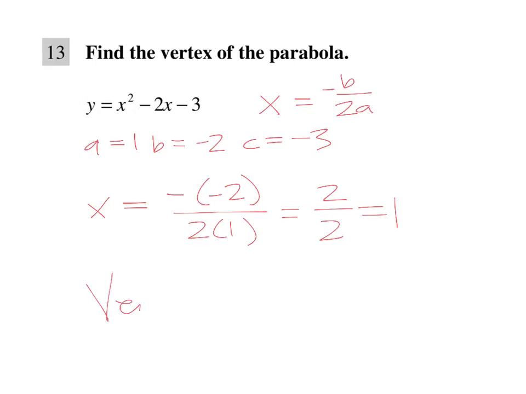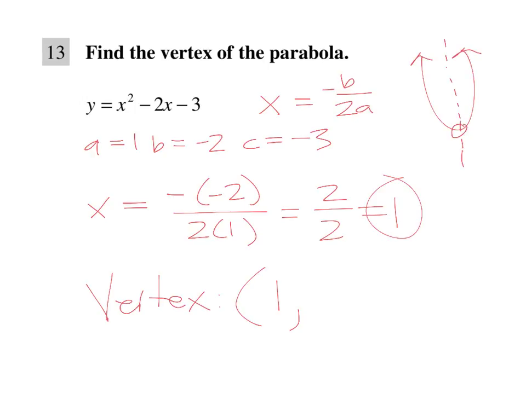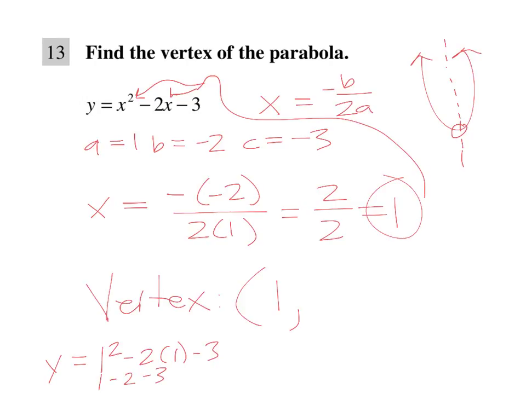All right, so my vertex then, the x value is 1, okay, because the axis of symmetry passes through the vertex. Once again, this is your axis of symmetry, this vertical line, it passes through your vertex. So that's the x value, 1. And now I just plug 1 back in and solve for my y value. So y is equal to 1 squared minus 2 times 1 minus 3. So I get 1 minus 2 minus 3, and I get negative 4. That's all there is to it. Done.